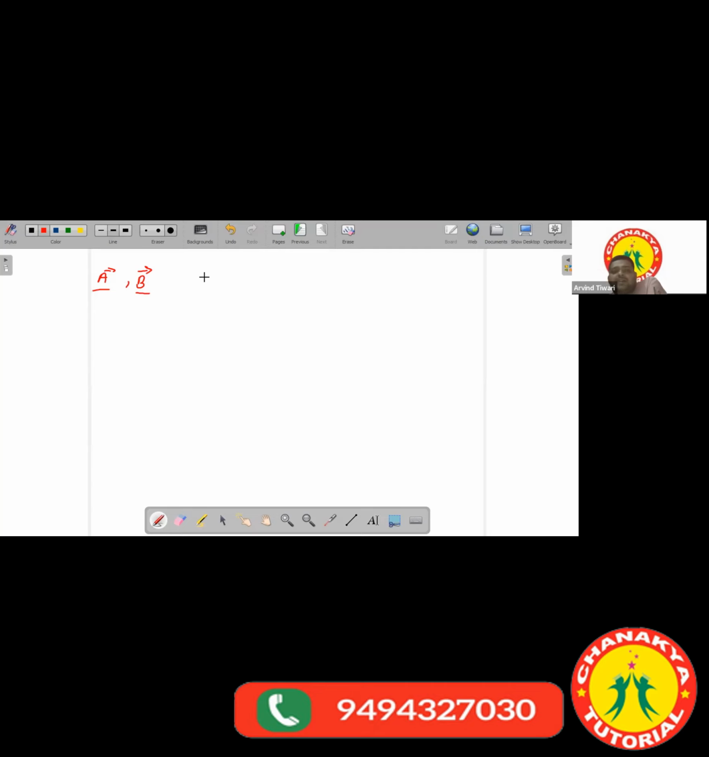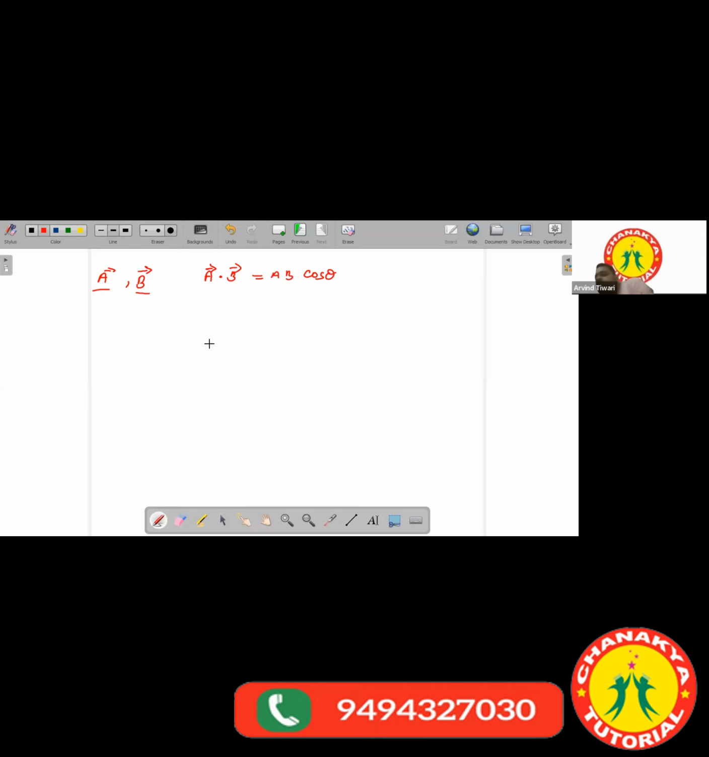Now if I write A vector dot B vector, it means the scalar product. And this is given by the formula A B cos theta. Okay. Where A and B are the magnitudes of the vectors A and B. So you will be just multiplying their magnitudes and multiplying it with cos of the angle between them. Okay.